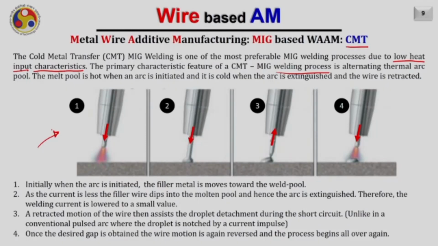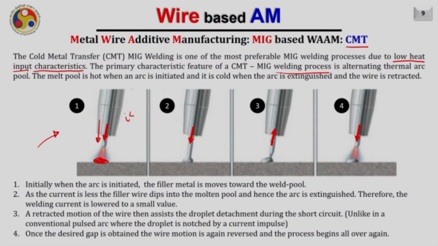The typical process is shown here in this diagram. Initially, when the arc is initiated, the filler material moves forward, right, and it moves towards the molten pool created on the substrate. As the current is quite low in this case, the filler material will dip into the molten pool because it is not getting enough current to get melted, and as a result the arc will extinguish in this case.